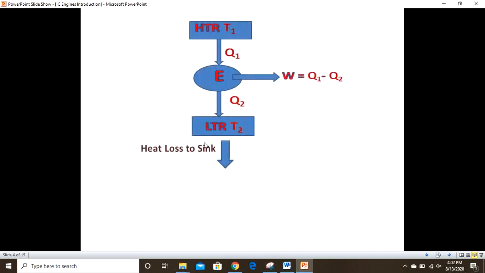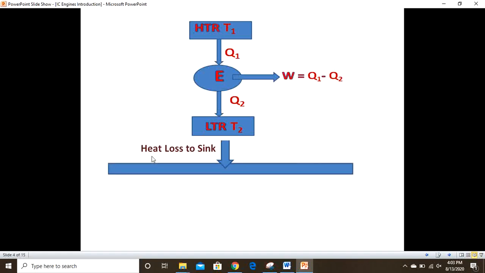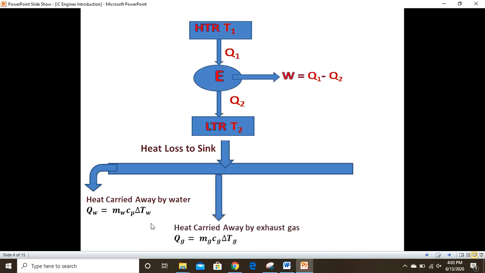Next, this is the amount of heat energy given to the sink. The heat energy given to the sink goes to the atmosphere in many ways. One is very important: the amount of heat energy carried away by the water, which is measured by m Cp delta T. Then the amount of heat energy carried away by the exhaust gas, the amount of heat energy radiated, and the last one is the unknown heat energy losses. Some amount of heat energy cannot be measured, how much is being lost.